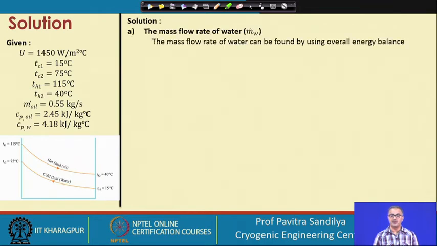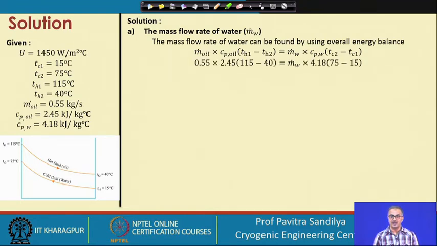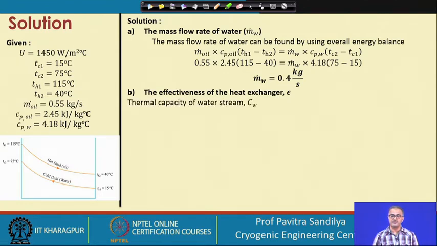First, to find out the mass flow rate of water, again we are writing the energy balance assuming there is no heat leak, and putting in the various values given in the data, we get the flow rate of water as this. Next, we come to find the effectiveness of the heat exchanger.